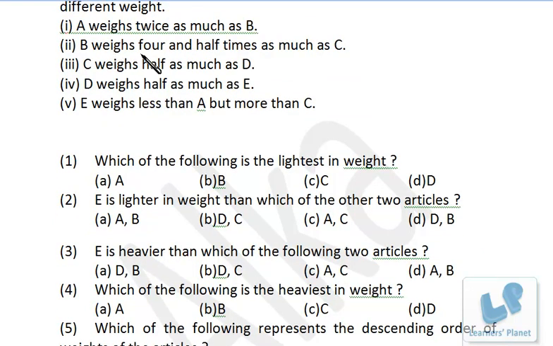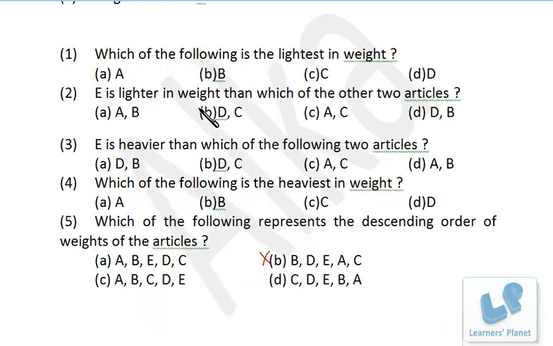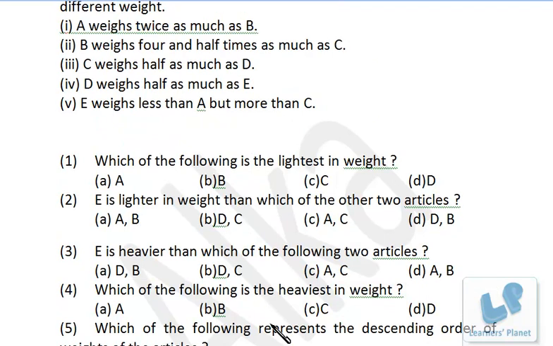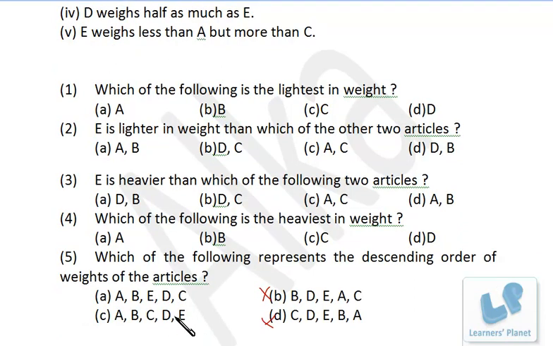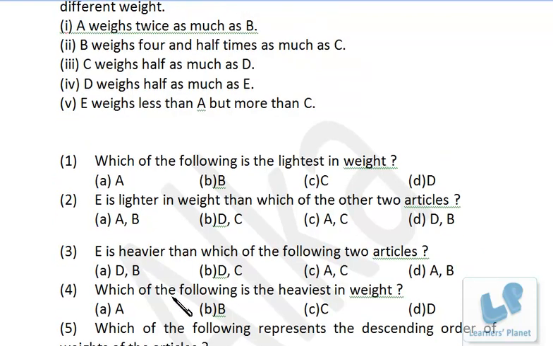After that, B weighs 4.5 times as C. That means B should be before C. Let's see. B should be before C, so that's also incorrect, right? After that, C weighs half as much as D. That means D should be before C. So here D is after C, so this is also discarded. Now we have none of these, so this must be the correct. That means A, B, E, D, C is the correct order. A, B, E, D, C, right? So you got the answer to the fifth question as well as the correct order, right?